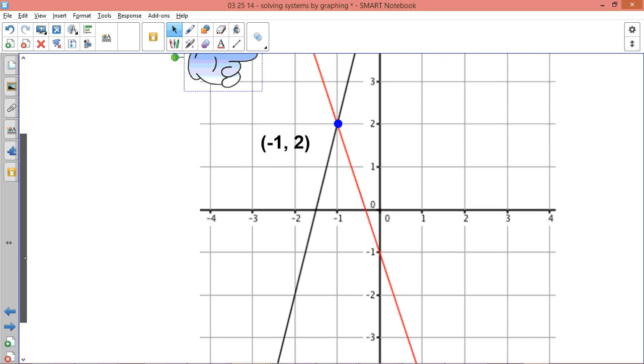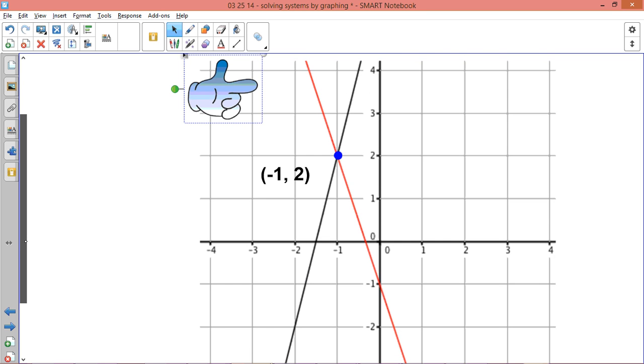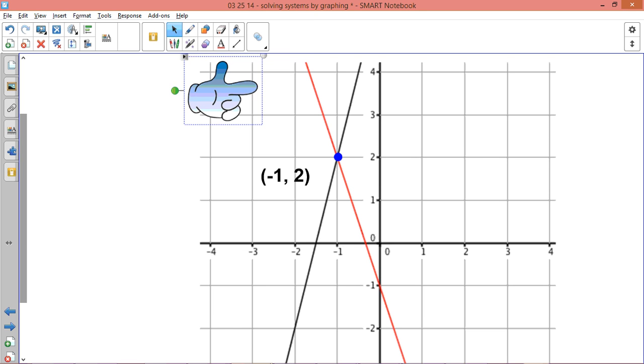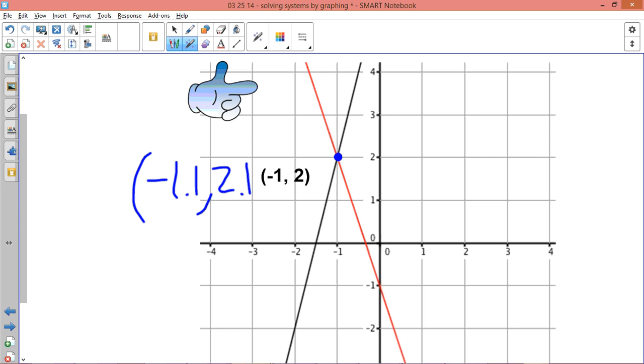However, just because it looks like it doesn't mean it's necessarily true. What if this was really the point negative 1.1 comma 2.1 or something like that? The point is we need to check to make sure that what appears to be right on our graph is actually right, because graphing is not 100% precise. Here's the way we check our work.